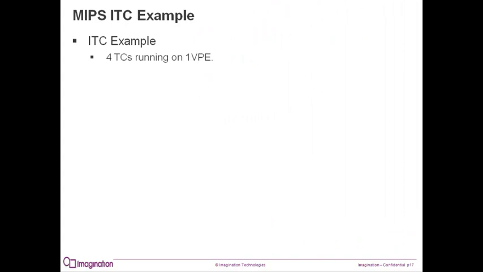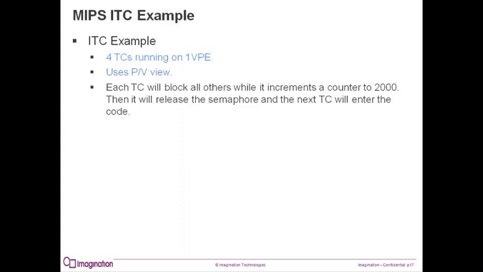I am now going to go through and tie this all together with a code walkthrough of the use of the ITC block as a semaphore. In the example, I will use 4 threads on one VPE. I will use the PV view for the semaphore. In this simple program, each thread will acquire a semaphore, count to 2000, and then release the semaphore so another thread can count.